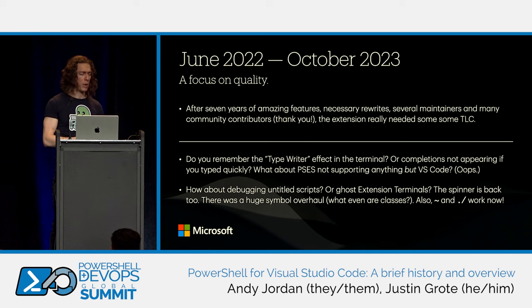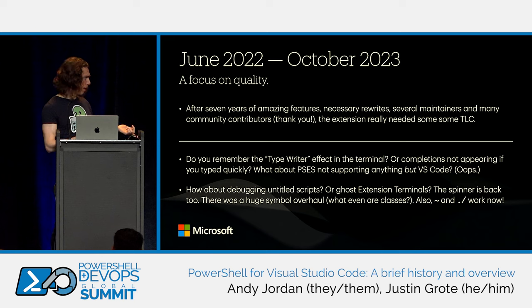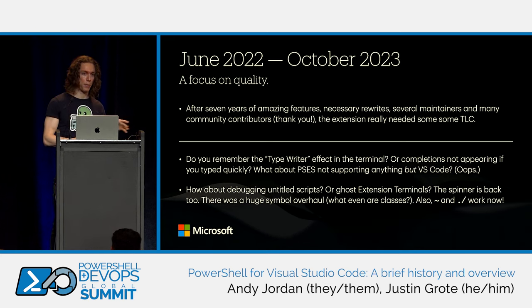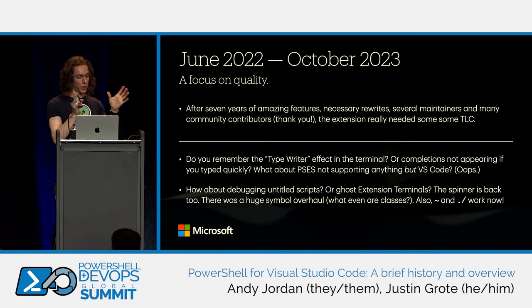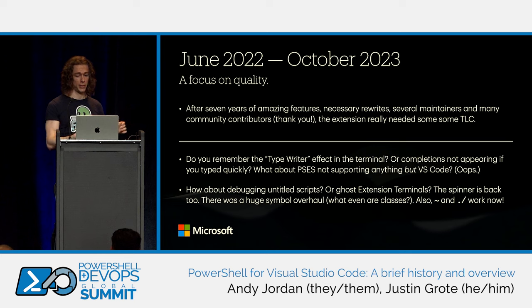We brought that back. We had a huge symbol overhaul, which was actually a collaborative feature with Frode Flatten. Is that his last name? Yeah, Frode. That was awesome. We now support classes: if you have a class in your PowerShell code, we support that as proper symbols, and symbols are fast now.